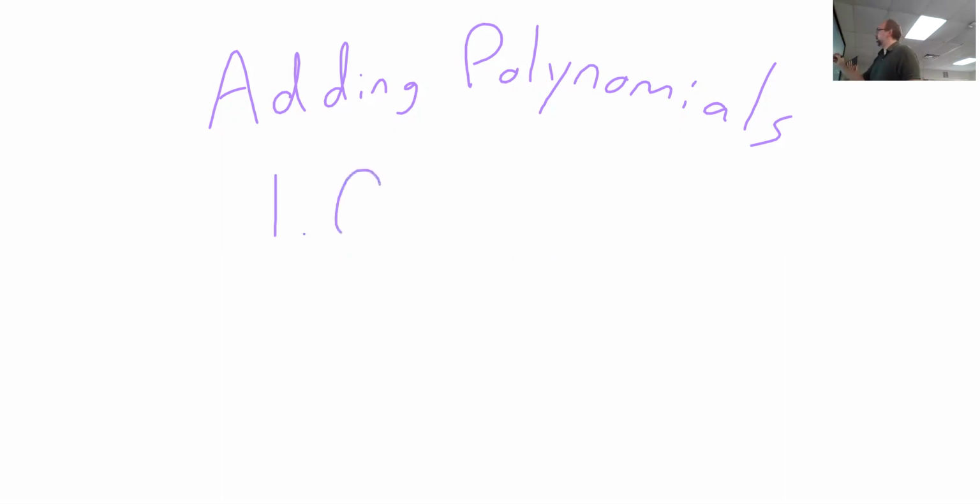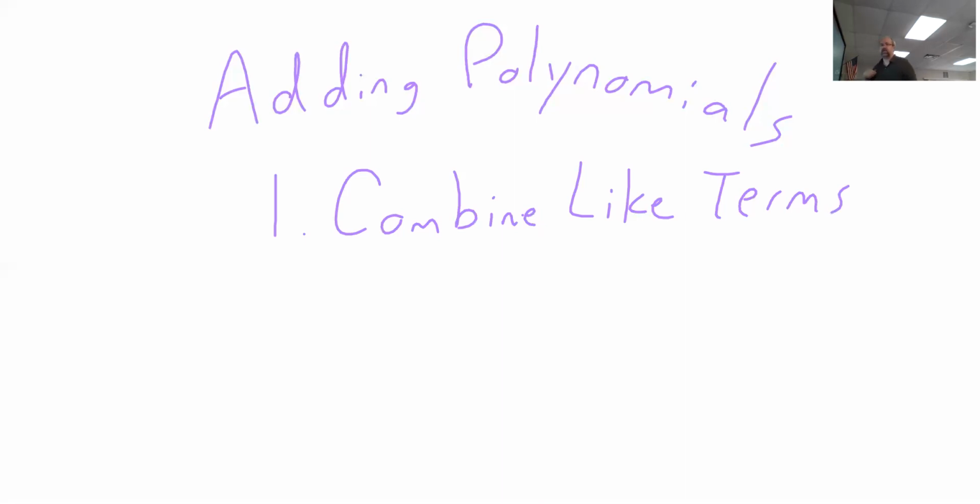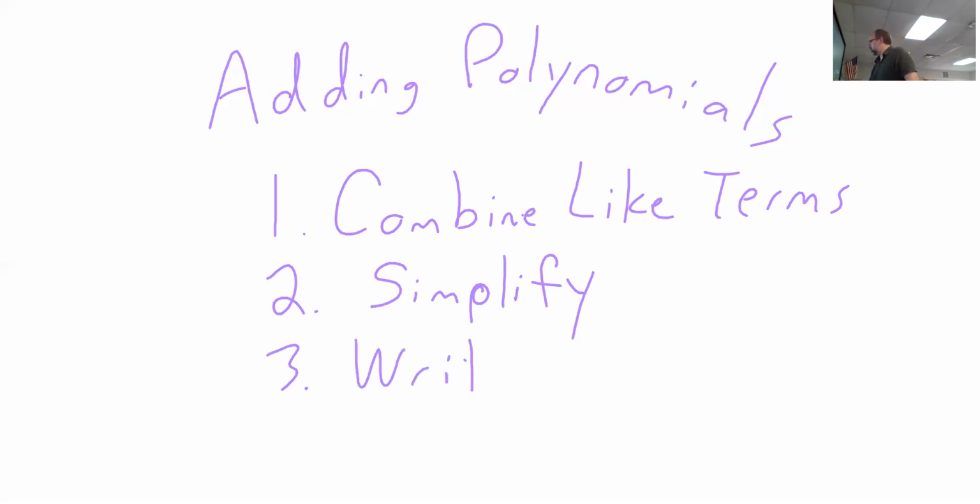So you're going to combine like terms. So those are going to be the same, any terms that have the same variable powers, same degrees. And then we're going to simplify. And then write the answer. So it's a nice little three-step process, not too bad, hopefully.